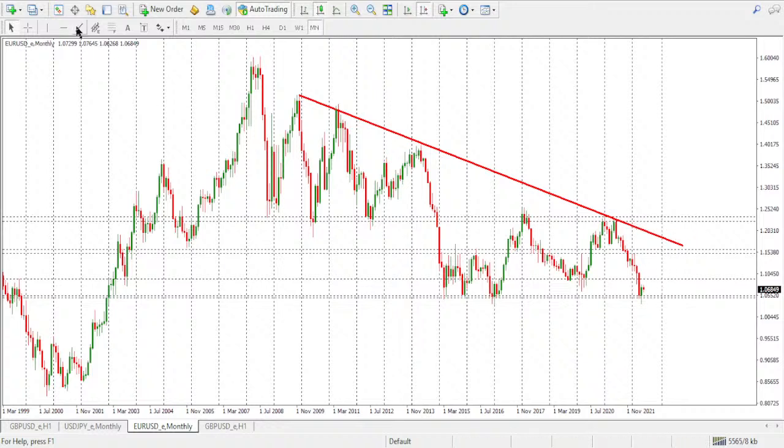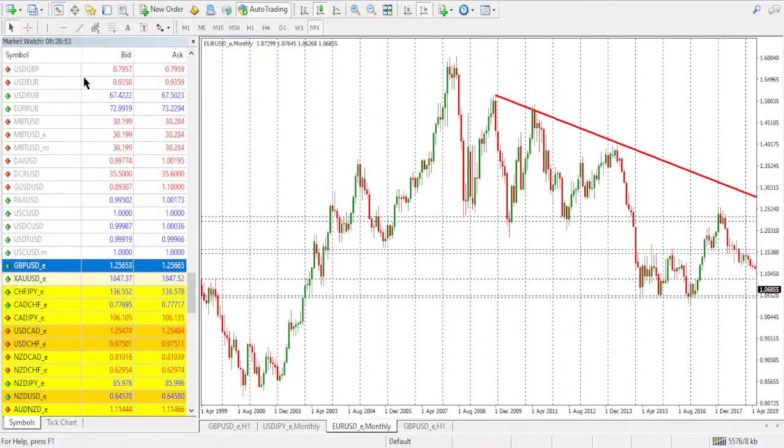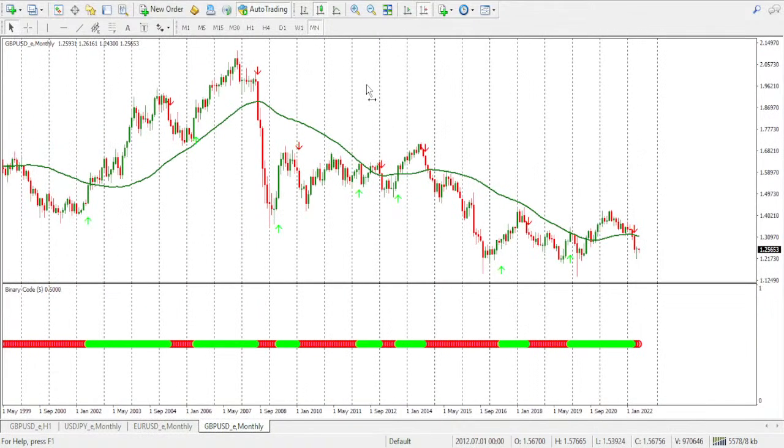It may come back up and touch this line here, then head straight to the lower side instead of continuing to the upside. So we do expect some sell signals from around this area here. We expect a sell from around that area. The next chart, that's what we expect to be happening. And the next chart is GBPUSD.